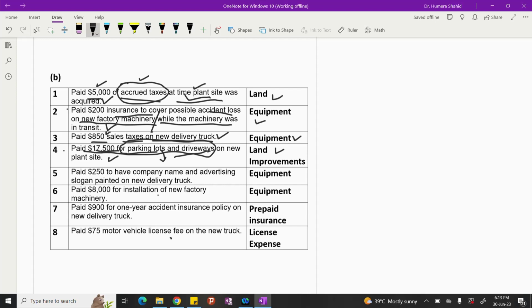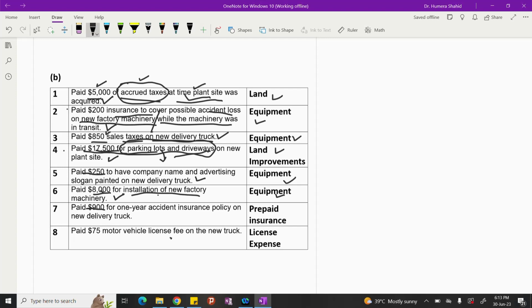Moving on towards point number 5, paid $250 to have company name and advertising slogan painted on the new delivery truck. So this is painting cost on the new truck. So it will be added because without painting this, after that you will be using this truck. So that's why it will be debited to equipment. Paid $8,000 for the installation of the new factory machinery. So installation cost is added to equipment because without installing we cannot use the equipment.